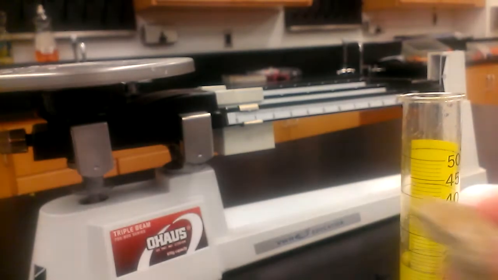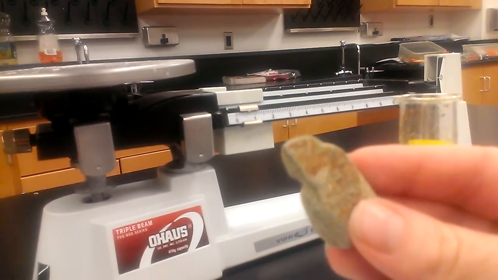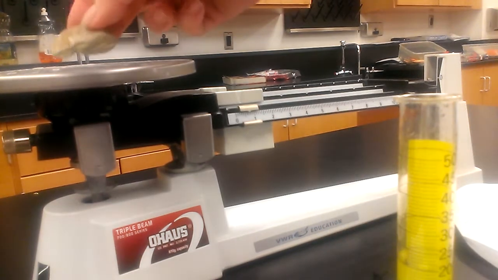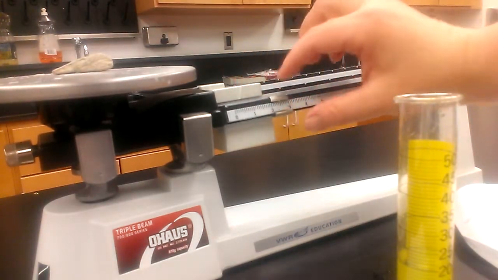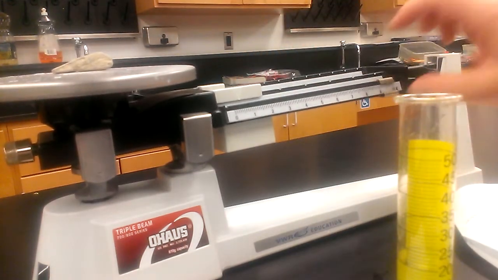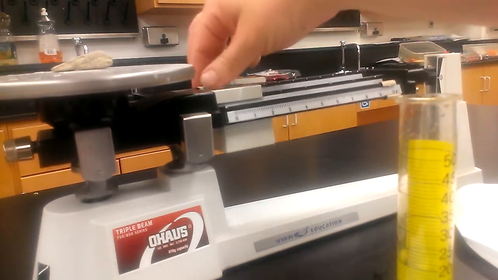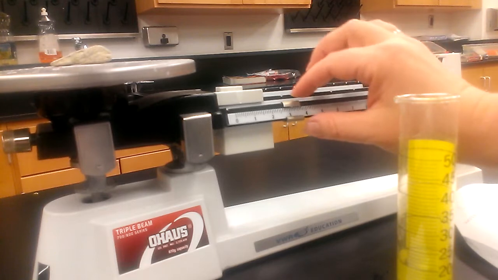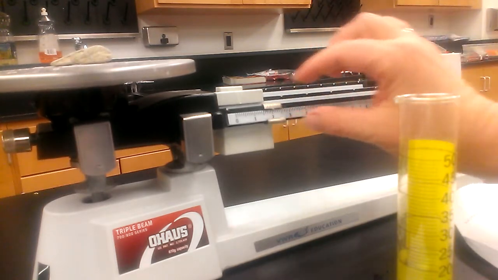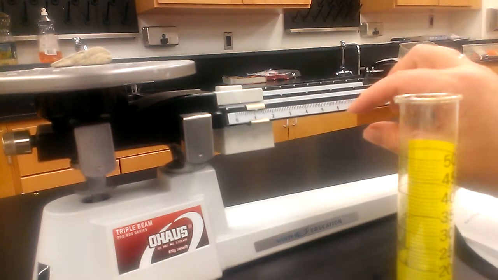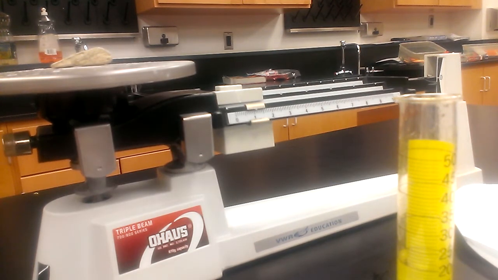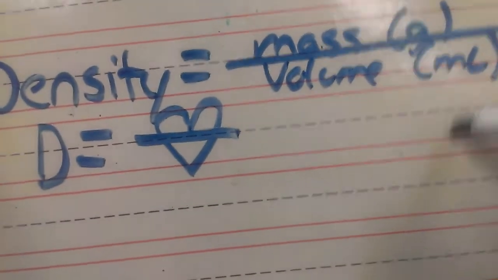Alright, so I have a rock, and I need to know its density. So first I'm going to need to know its mass. So I'm going to put it on my triple beam balance and calculate out how much the mass of the actual rock is. So if I do this, let's see where we're at. I've got to get it even and balanced, so it looks like it's 11 grams. So I'm going to go and record 11 grams on my data sheet. So 11 grams.